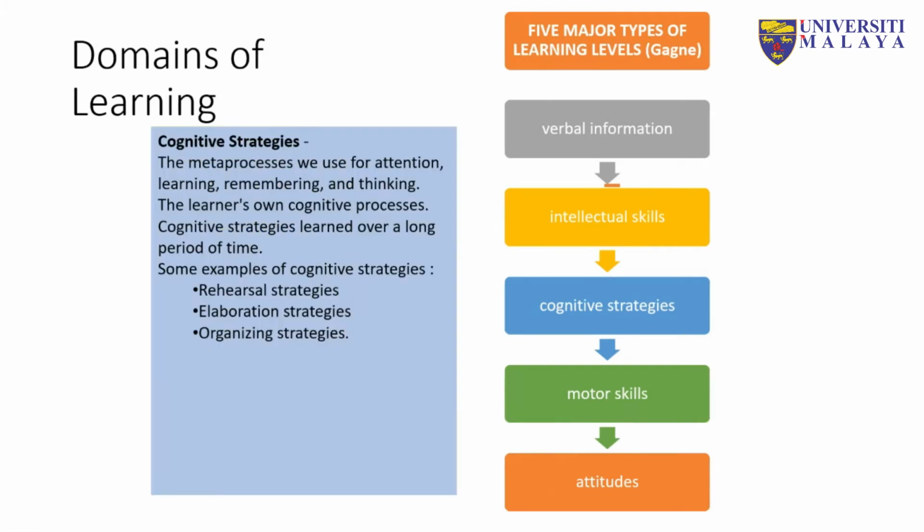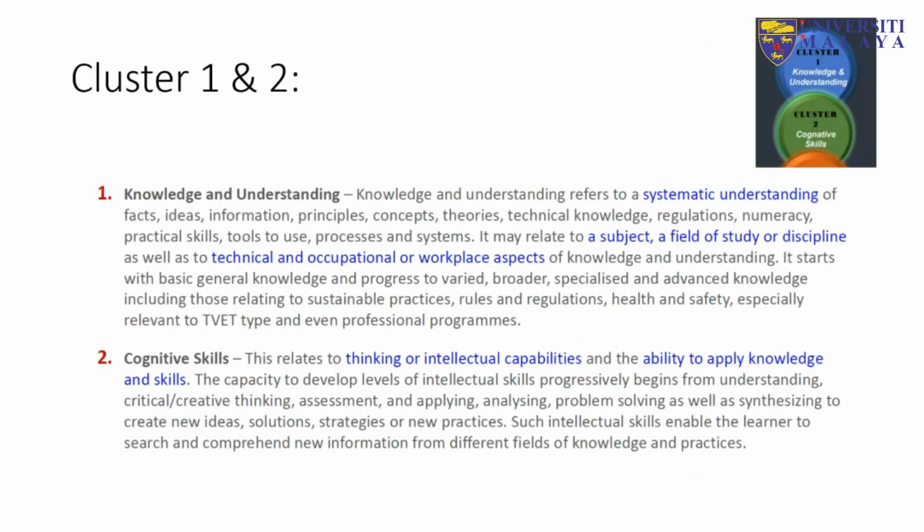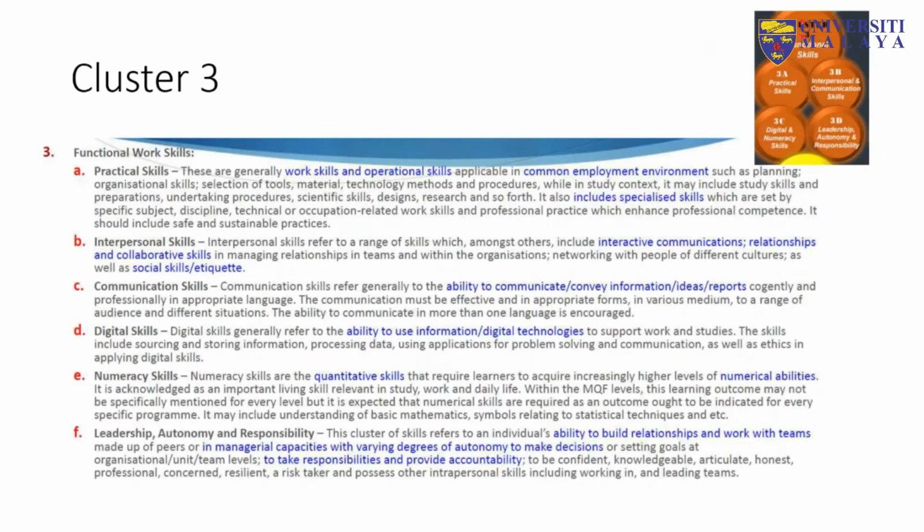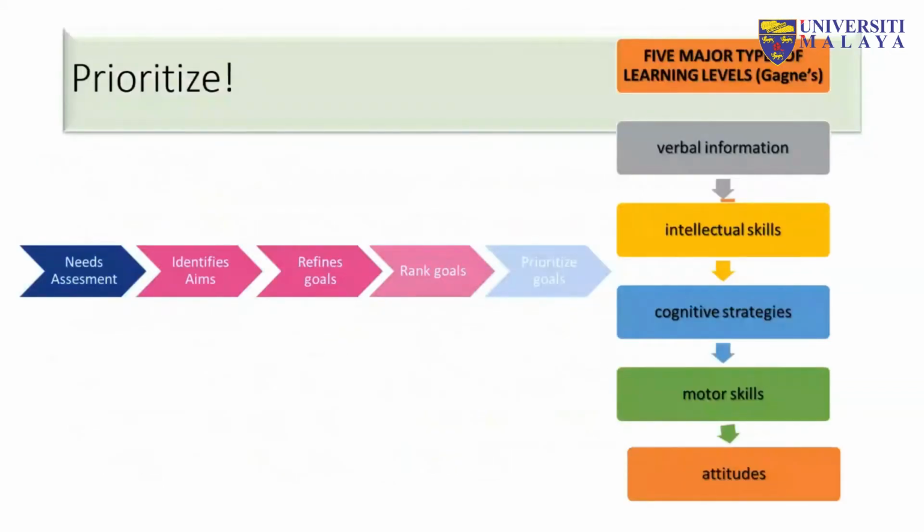Intellectual skills. Whereas cognitive strategies are more higher level cognitive processes that we use for getting attention, learning, remembering, thinking. These are actually problem solving skills. And we may need to use more rehearsal, elaboration, and organizing to be able to organize properly before we focus on these skills. So I'm not going to go into all those skills. This is the MQF clusters. I'm also not going to go into detail, but I'd like to tell you that we are going to prioritize here towards the intellectual and cognitive strategies.